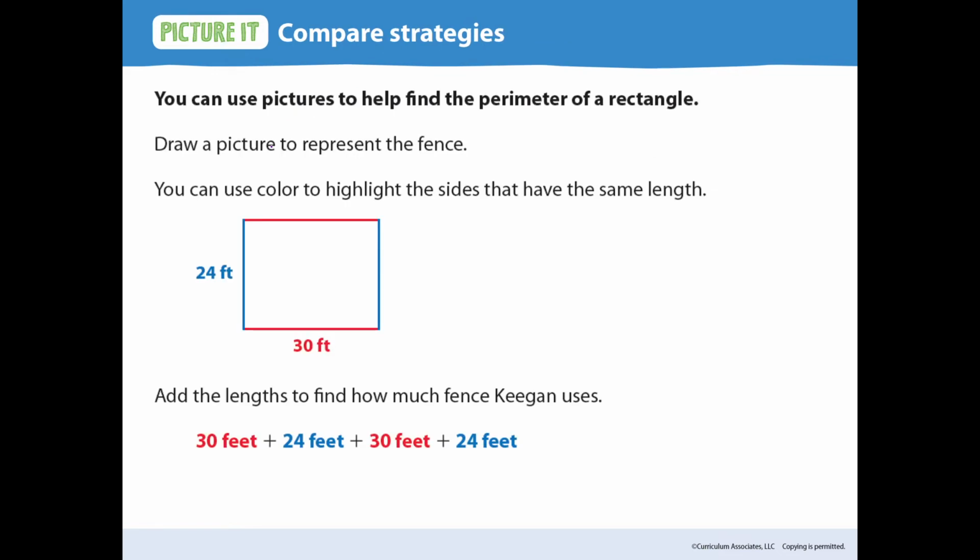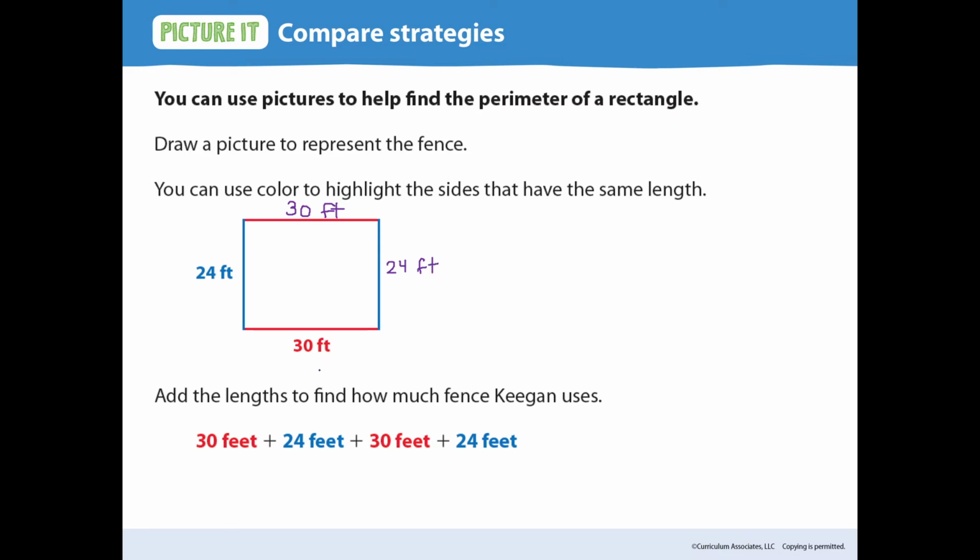So now it's time to compare strategies. You can use pictures to help find the perimeter of a rectangle. So one strategy that you could have used is to use a picture. Draw a picture to represent the fence. You can use color to highlight the sides that have the same length. So we see that this red color down here is 30 feet, which means that the opposite side is also 30 feet. Those opposite sides are equal. And this side is 24 feet, which means the opposite side is also 24 feet.